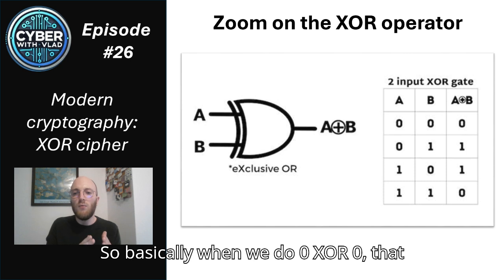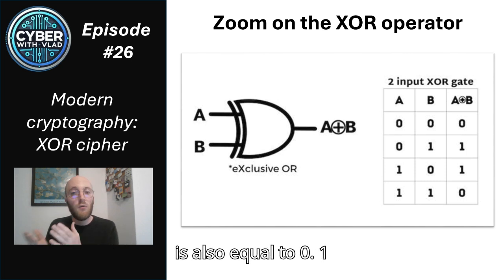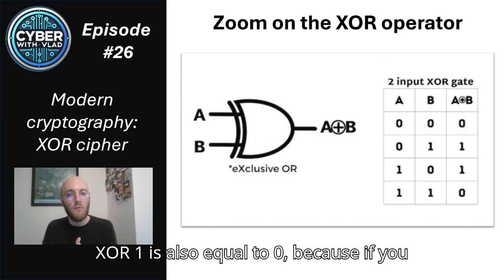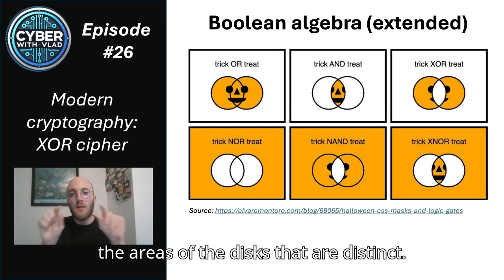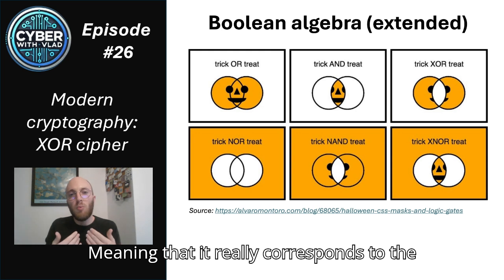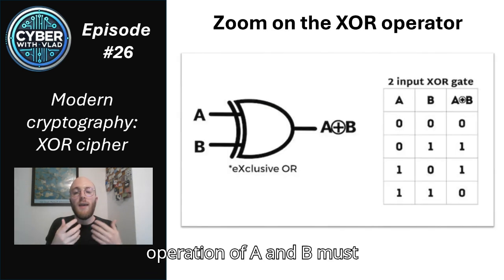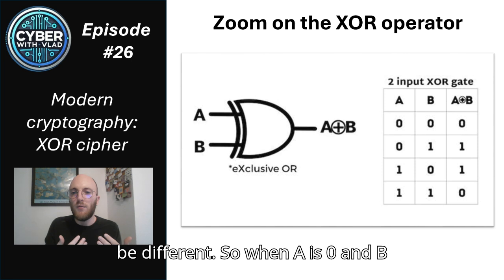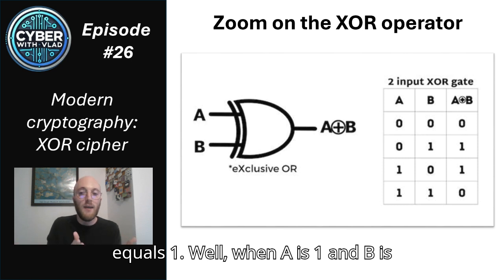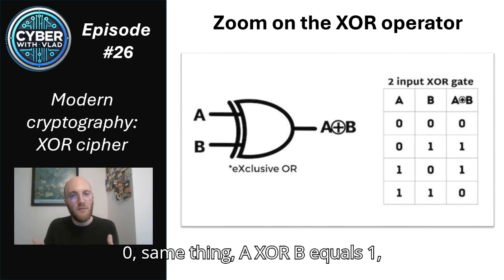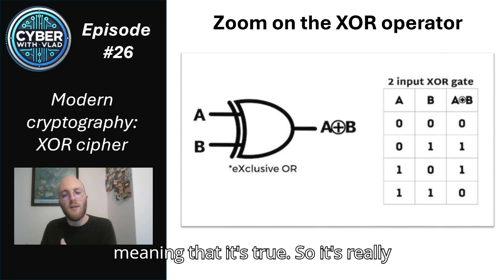So when we do 0 XOR 0, that is equal to 0. 1 XOR 1 is also equal to 0, because if you remember, we are really interested in the areas of the disks that are distinct, meaning the operation requires A and B to be different. So when A is 0 and B is 1, A XOR B is true, so it equals 1. When A is 1 and B is 0, same thing, A XOR B equals 1, meaning it's true.